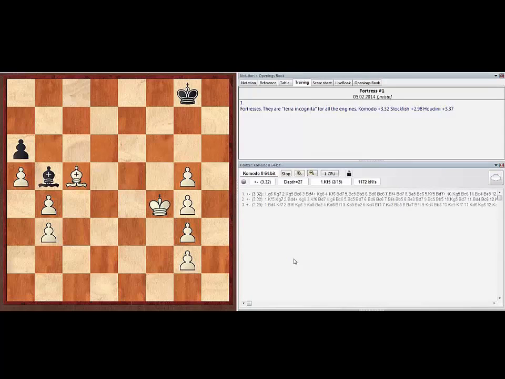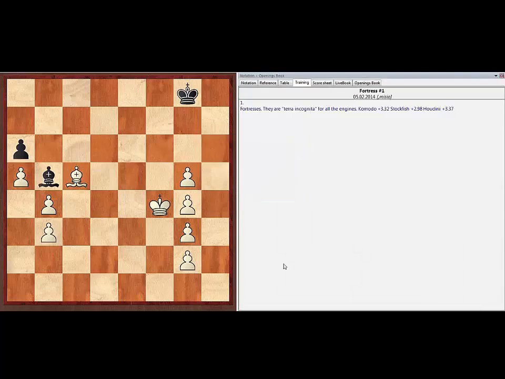Any of you would make a draw against any engine. Just go back and forth with the bishop. That's it. That's just a draw. So fortresses are terra incognita for the engines.